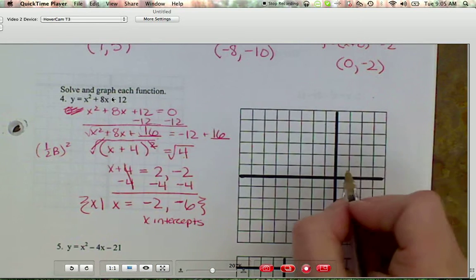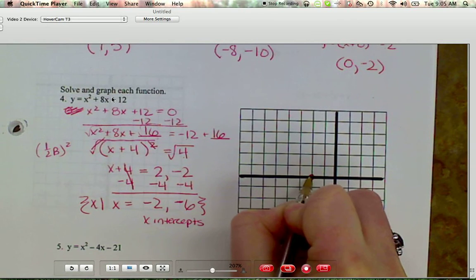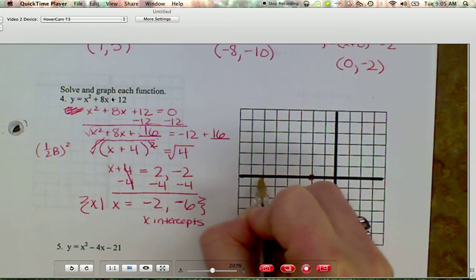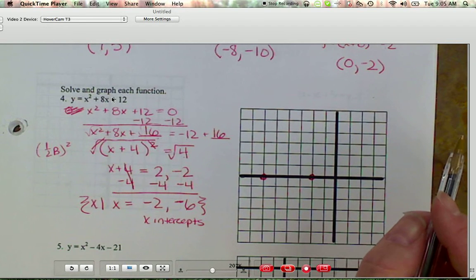Find those on the graph. So we have negative 2 on the x-axis and negative 6. That will be where the parabola will cross the x-axis.